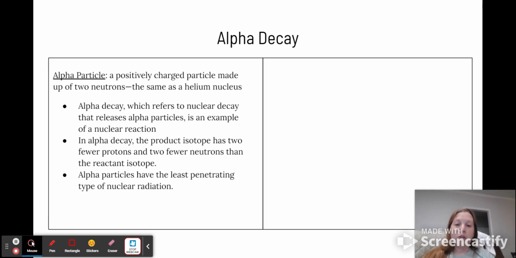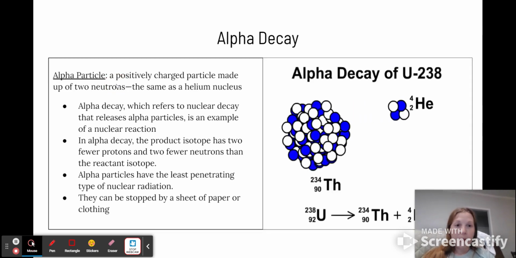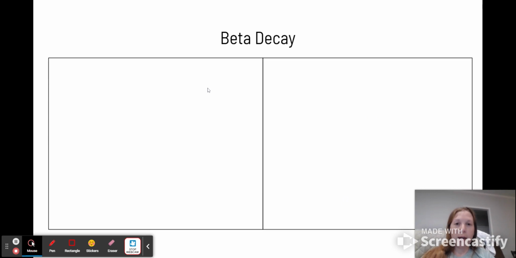These are the least penetrating type of nuclear radiation, so these are the weakest form. They can be stopped by a sheet of paper or even your clothing, so they wouldn't even break the skin on a human. And so this is what alpha particles look like. Alpha decay, as you can tell, looks like this helium atom over here. And this is uranium breaking down into thorium and the alpha radiation.